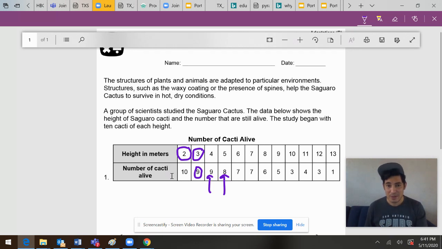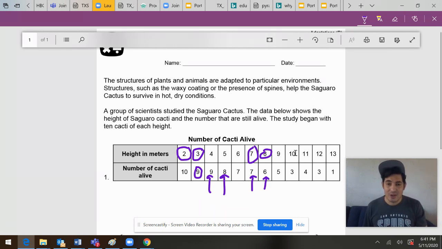Okay? Because remember, all of these started with 10 plants. But as time went on, some were dying off. If you look right here, the 7-meter plants, it looks like, again, 3 of those died. They started off with 10, 3 of them died, and they were left with 7. Then they went to the group that was 8 meters tall. The group of plants that had 8 meters in height, they found out that 4 of them died. Because remember, they started off with 10, 4 of them died, that left them with 6.